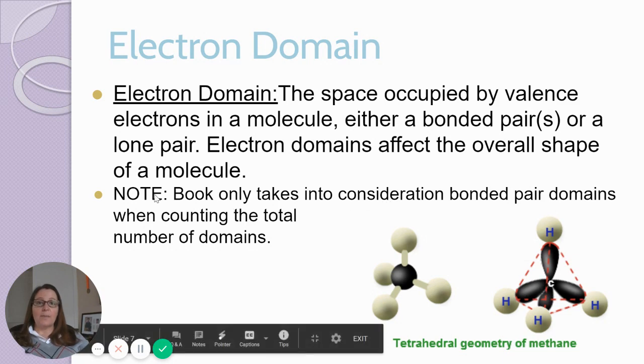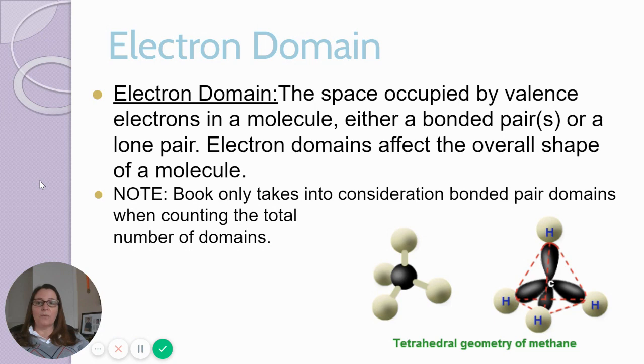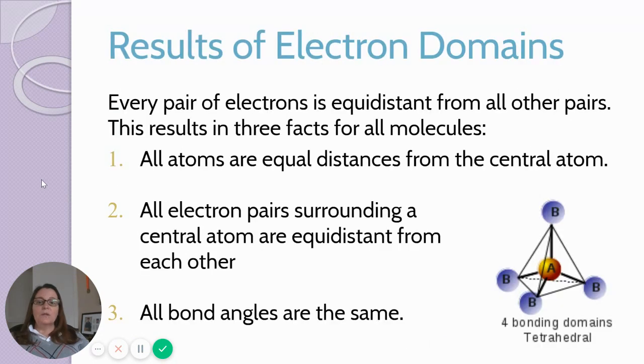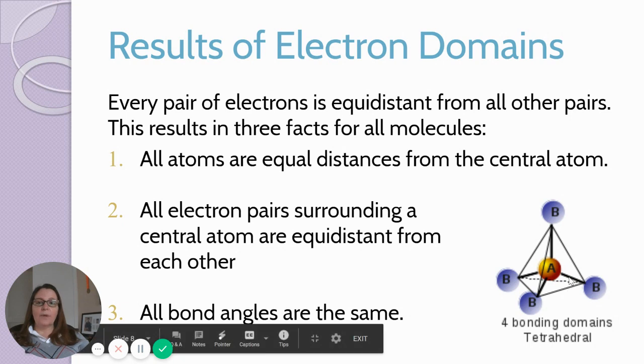A little note here about your book: it only takes into consideration bonded pairs when counting the total number of domains. So for example, this one would have 4 electron domains because there are 4 bonded pairs. However, the lone pairs still affect the shape of the molecule. So let's keep going with this example.